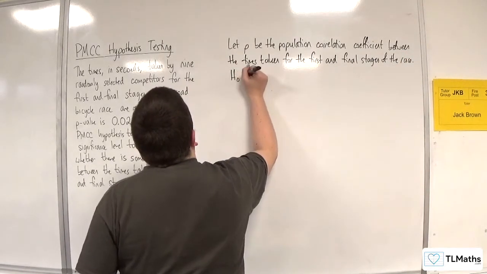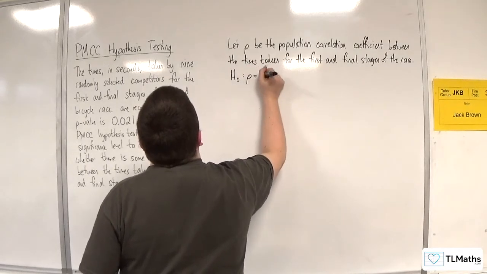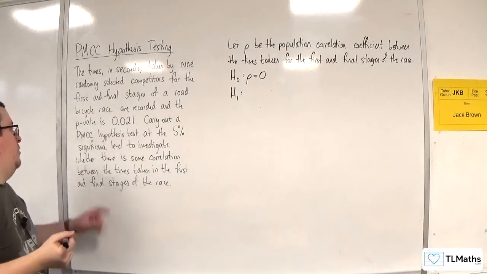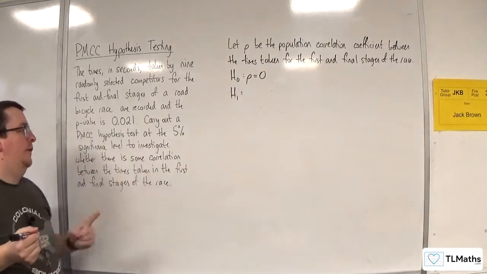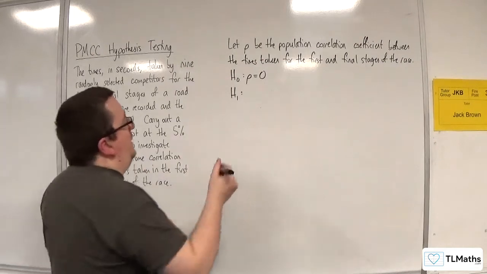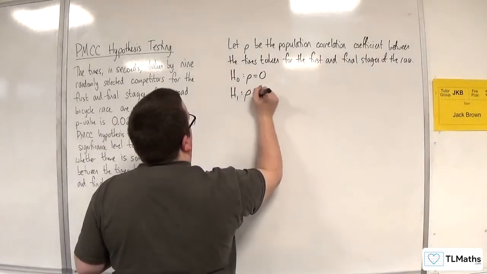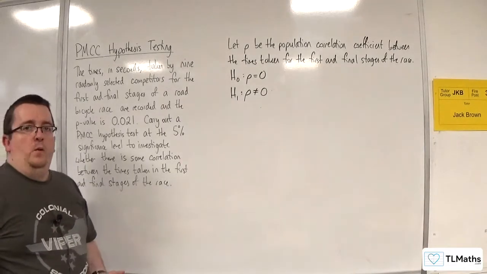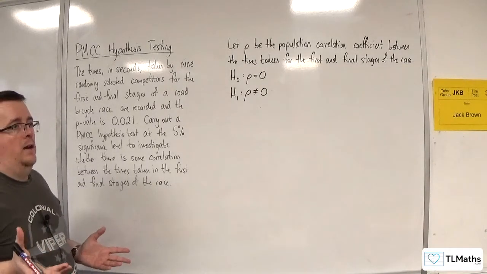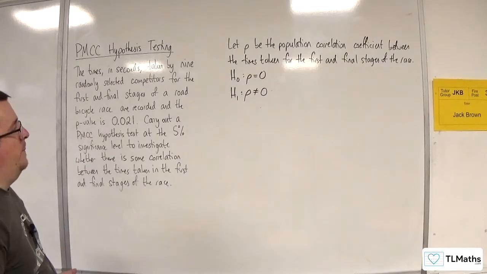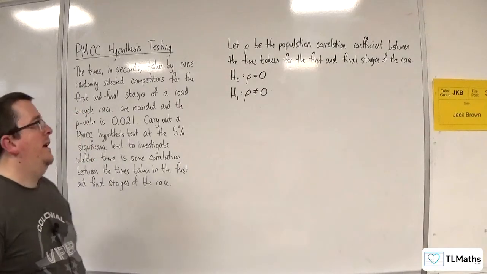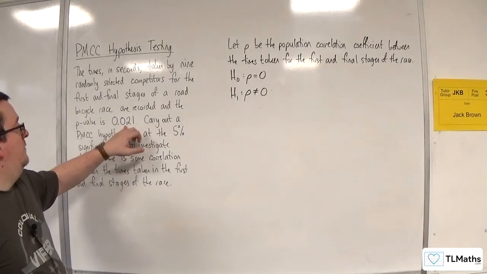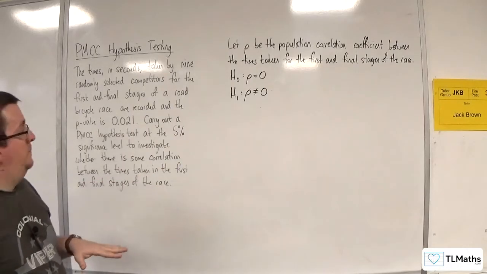So the null hypothesis is that rho is equal to 0. And the alternative hypothesis, well, here we're trying to determine whether there is some correlation. So that means that it's a two-tailed test, so that's not equal to 0. Now, unlike before, we have no critical value defined from the tables. We've got no value of r to calculate either. So all we need to do is compare the p-value that we have against the significance level.